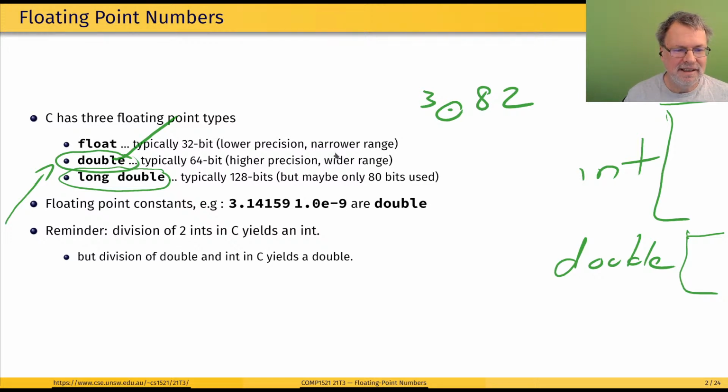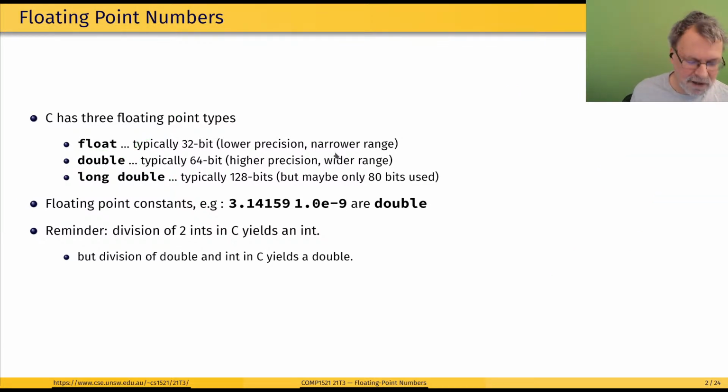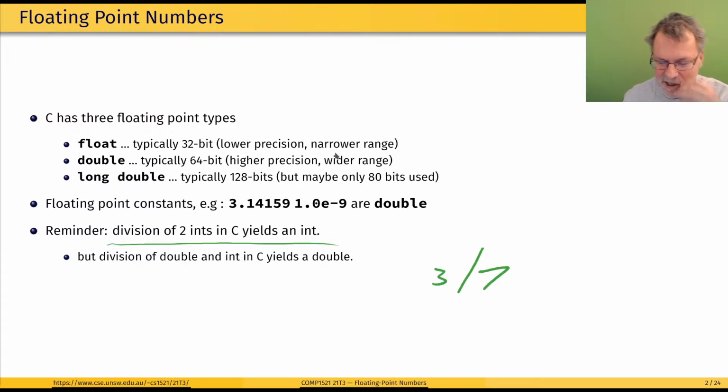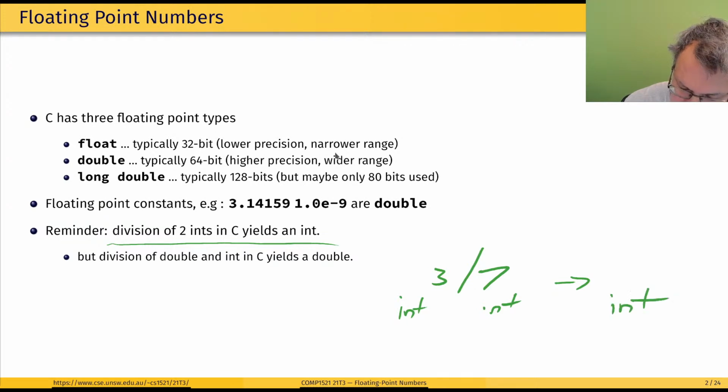All right. Oh, this would be your programming reminder. If I say 3 divided by 7 in C, what is the answer? It's int divided by int. And in C, they made the choice that an int divided by an int is an int. It's a choice. It's a design choice. It doesn't have to be that way.